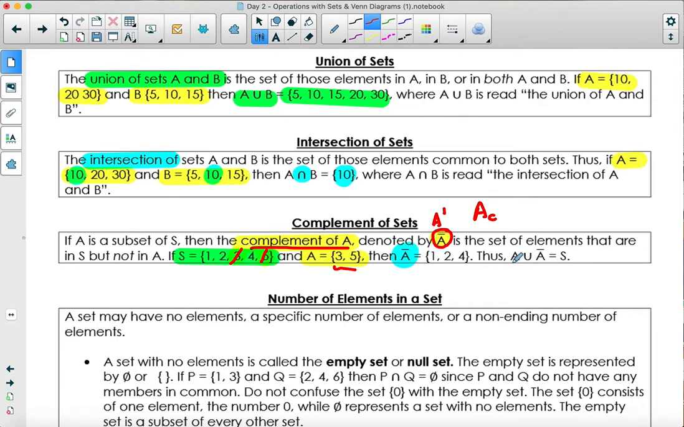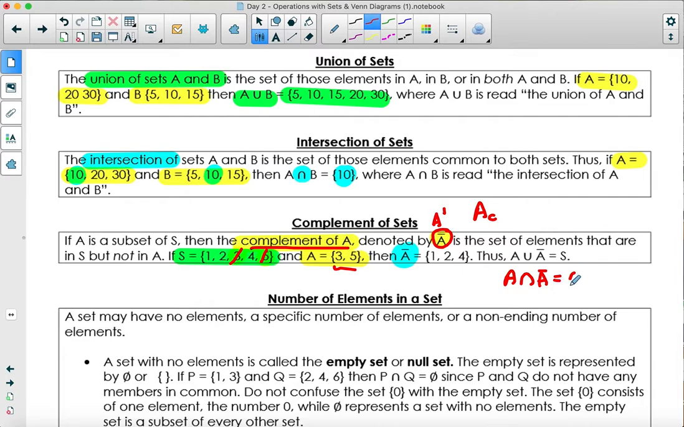All right. You will then sometimes see writing like A unioned with its complement will equal that entire set S. That's what this is saying. Set A unioned with the complement of A is going to have the numbers 1, 2, 3, 4, and 5, which is actually set S. Other times you will see things like A intersection with its complement. That's saying, hey, what are they going to have in common?